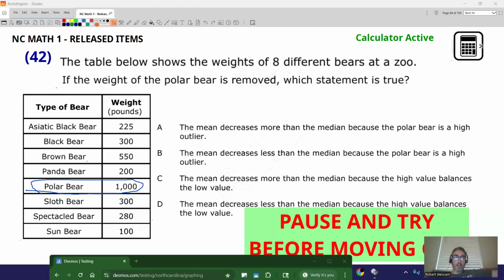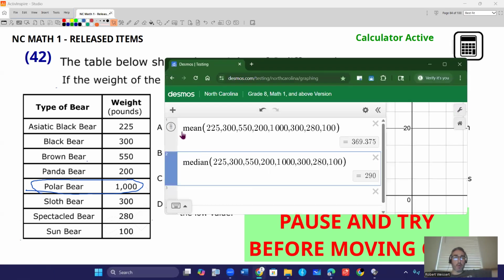So this is something that you probably should just throw into Desmos or whatever calculator can quickly get means and medians. I'm going to use Desmos as an example. So we're going to say mean and median. You literally just type out mean, parentheses, and put all the numbers as a list separated by commas. You don't have to worry about organizing them in order from smallest to largest. Same thing you'll do with the median.